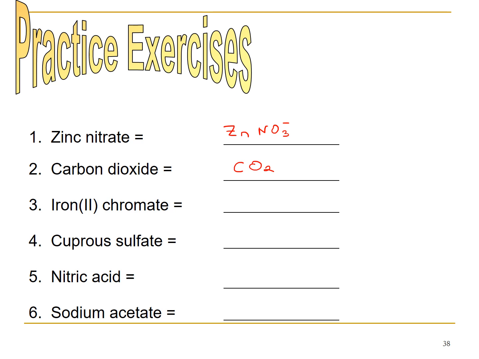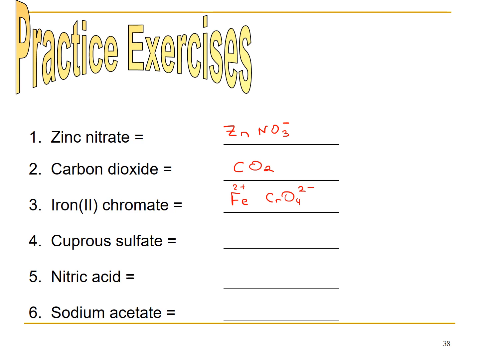Iron 2 chromate. It has to be +2 chromate. We have just seen in the previous slide that the chromate is -2. So think about that. Do we need to do anything here? Do we need to have 2 irons, 2 chromates, 3, or anything else?